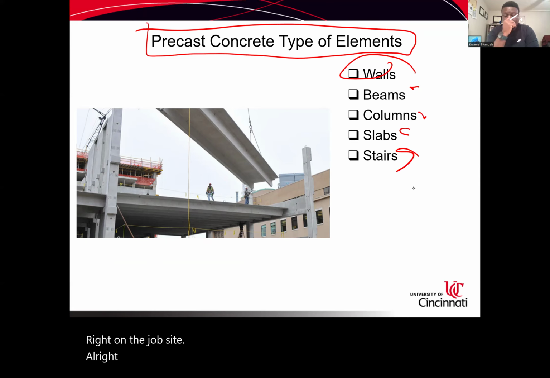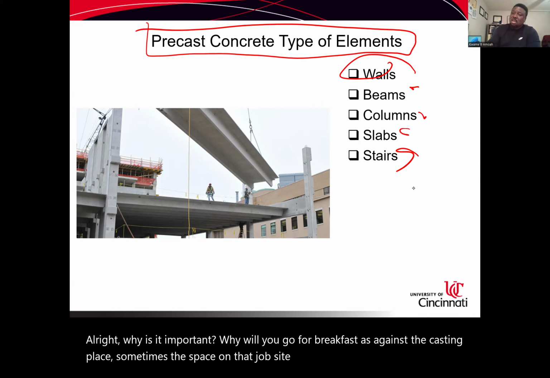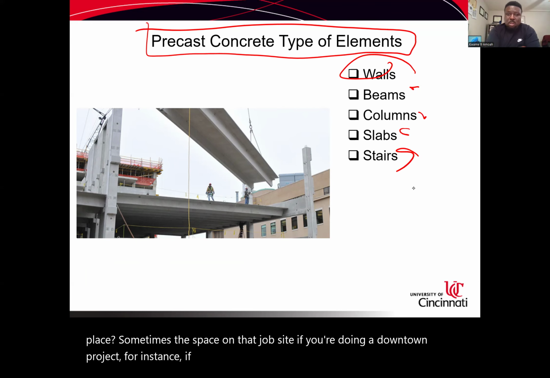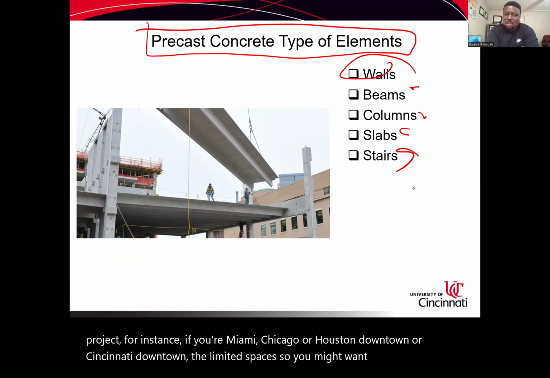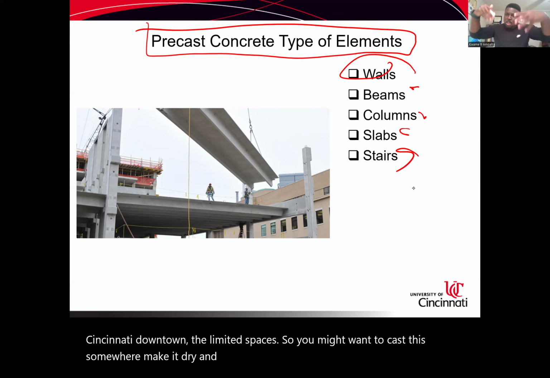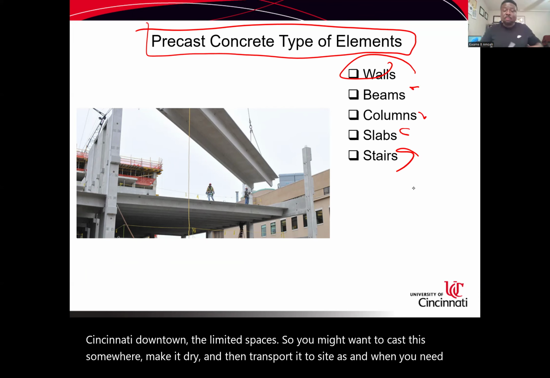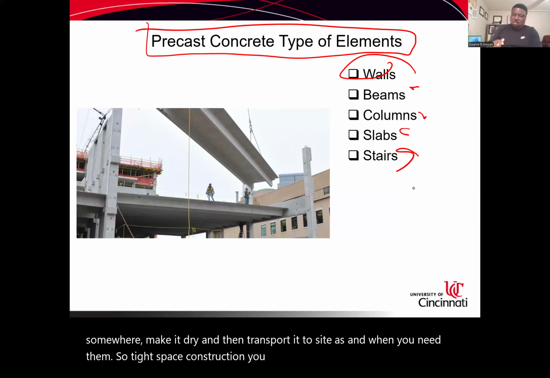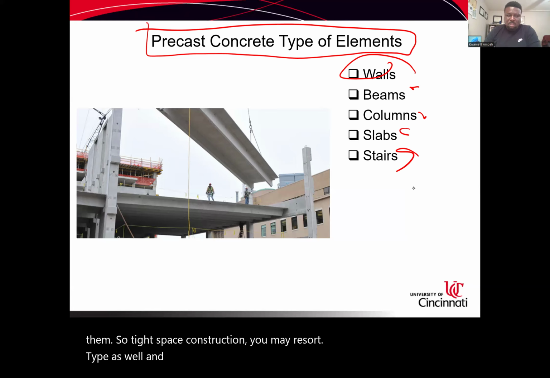Why is it important? Why will you go for precast as against cast-in-place? Sometimes the space on that job site is limited, if you're doing a downtown project, for instance in Miami, Chicago, Houston downtown, or Cincinnati downtown. So you might want to cast this somewhere, make it dry, and then transport it to site as and when you need it. So for tight space construction, you may resort to this type as well. And then sometimes some elevations require precast as against cast-in-place. All right.